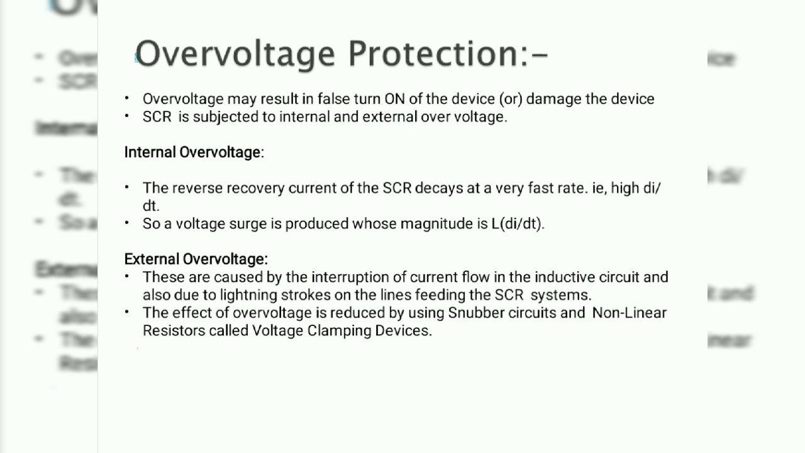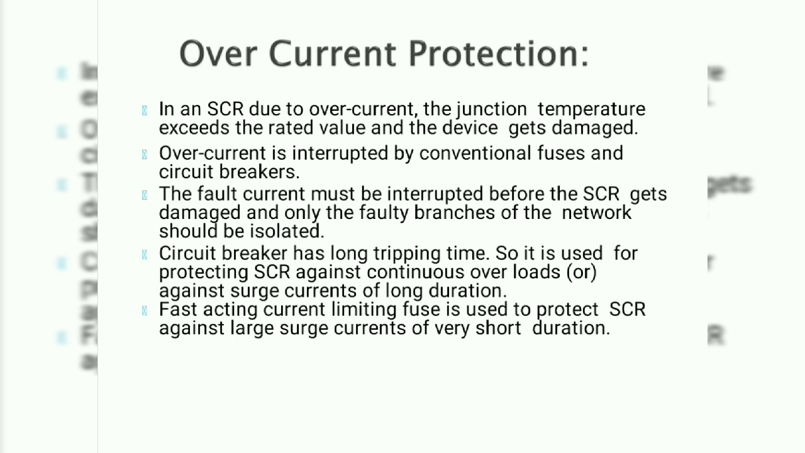External over voltages are caused by the interruption of current flow in an inductive circuit and also due to lightning strokes in the lines feeding the SCR. The effect of over voltage is reduced by using the snubber circuit. Snubber circuit means R and C components are used to bypass the voltage, and also non-linear resistances are used as voltage clamping devices. Next concept is over current protection.